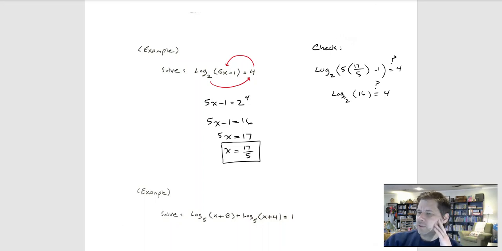So is it true that log base 2 of 16 is 4? Is that true? That is true. Log base 2 of 16 is 4. And why is that? Because if you take 2 to the 4th power, you will get 16. Okay, so it does work. All right, so let's see.